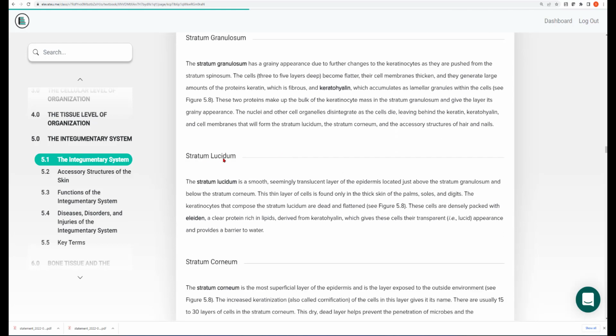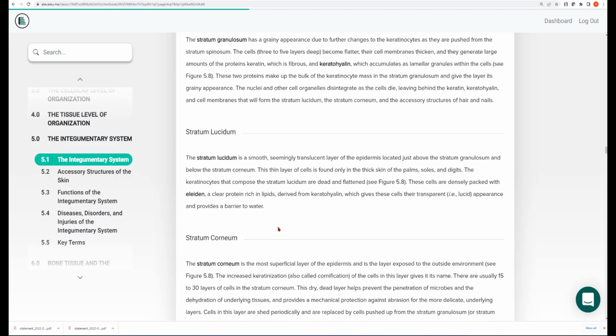Now, stratum lucidum is the next layer, but recall, stratum lucidum is only found in thick skin. And in thick skin, that is the skin of your palms and of your soles, this extra layer is there. Now, stratum lucidum, these cells are dead. They're very flat, and they have within them a breakdown product of keratin, which is a very clear, lipid-rich protein molecule. So it gives this layer a very lucid or clear appearance, but it also provides an excellent barrier to water.